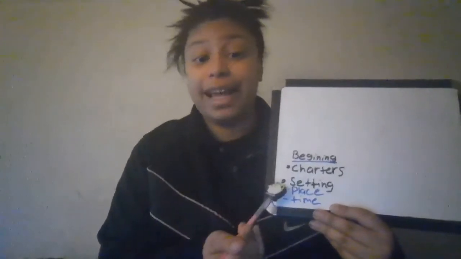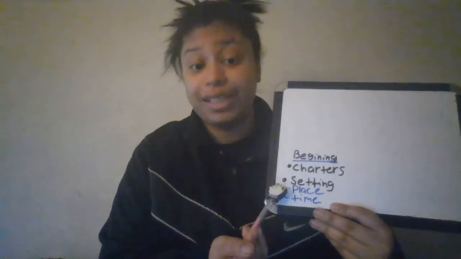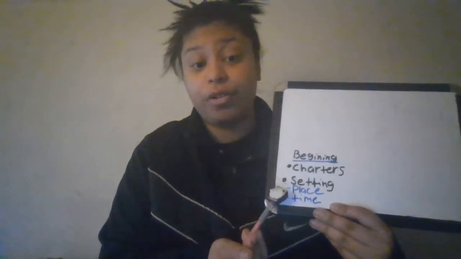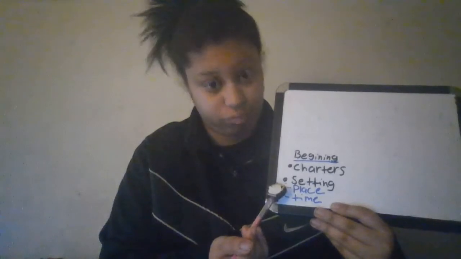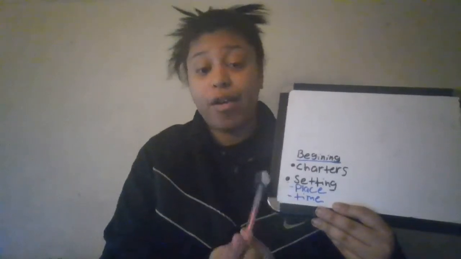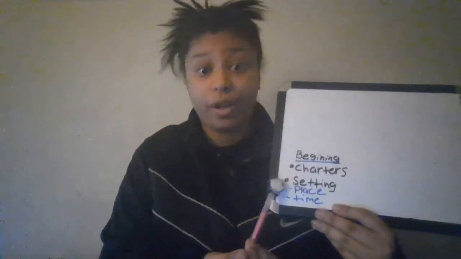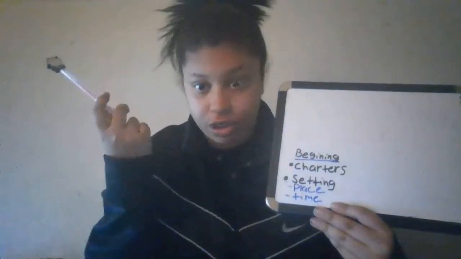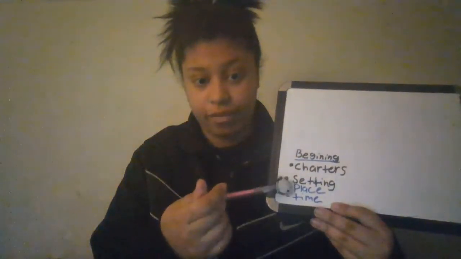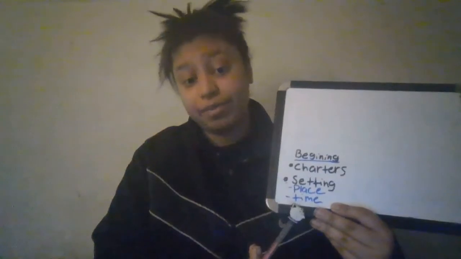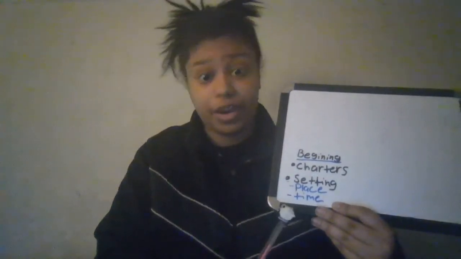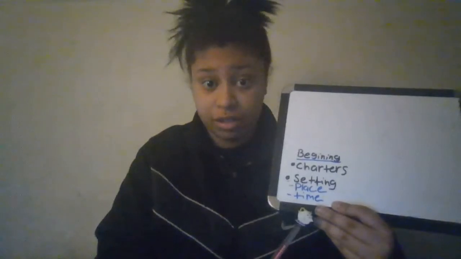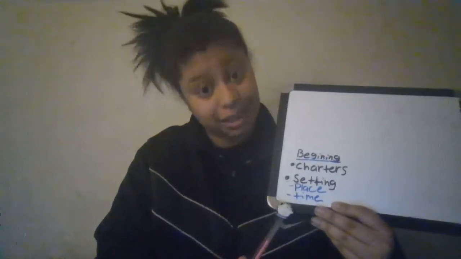You also need a setting. Settings are the place where your story is taking place. So it could be the house, a car, an amusement park, outer space if you're doing a fantasy story. It's okay. And then you need a time. So a day, the month, the year, the season. Make sure your time makes sense.